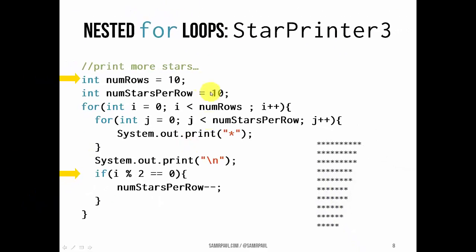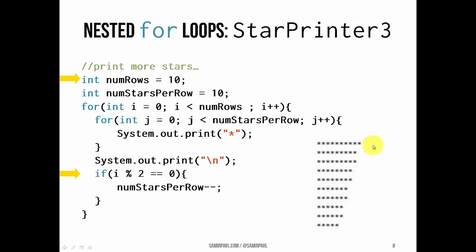Okay, a couple things are different here. First thing, instead of leaving num rows starting at 5, we've changed it to 10. Second thing is we have encased our num stars per row decrement line inside an if statement. So we're saying if i mod 2 is 0, then decrease the number of stars per row. In other words, if we're on an even numbered row, then that's the only situation in which we want to decrease the stars per row.